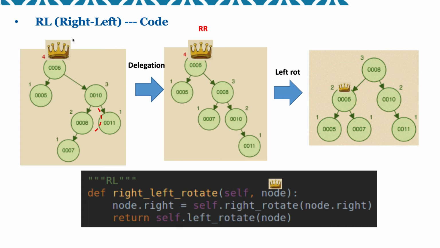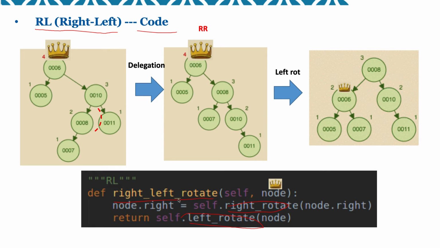Okay. We already discussed every situation mentioned by this paper. So let's have a look at the right and left situation and its code. Actually, its code is quite simple. It's not as hard as you think, because we already defined the right rotation and left rotation. And the RL situation depends on these two rotation operations.